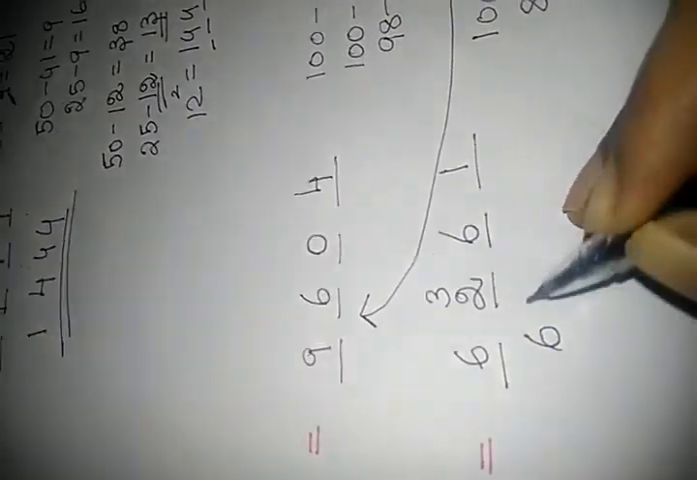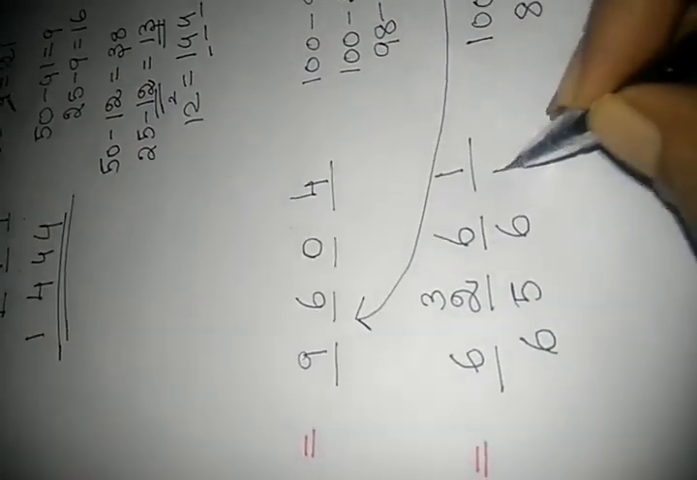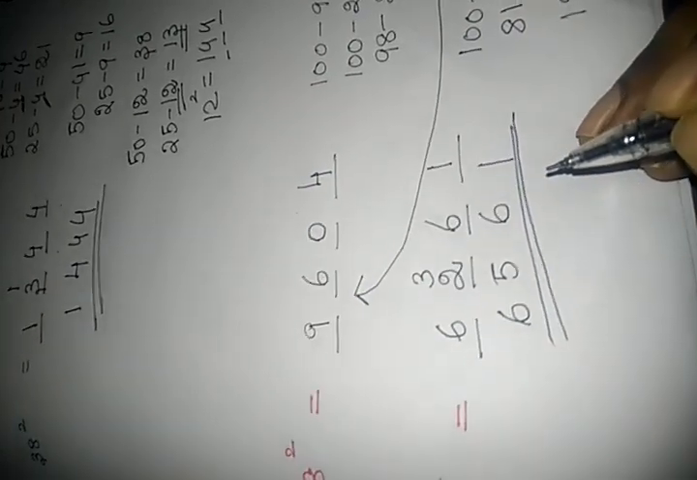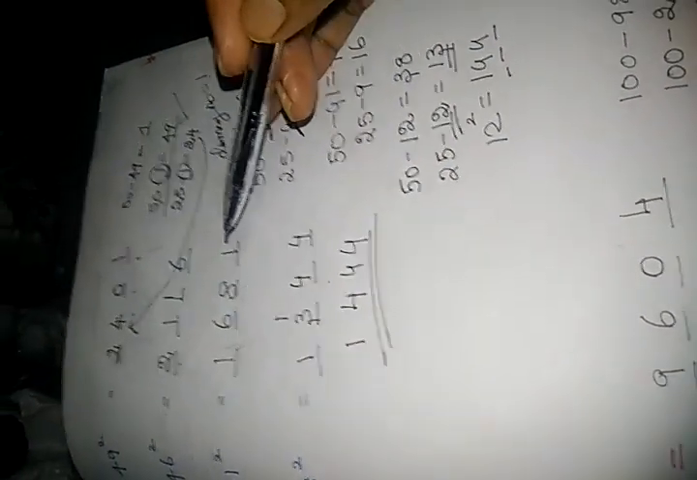So what is the result? 6561. Even sums with carry forwarding will take within 10 seconds. Sums like these without carry forwarding will be solved in 5 seconds. So this is the trick, guys.